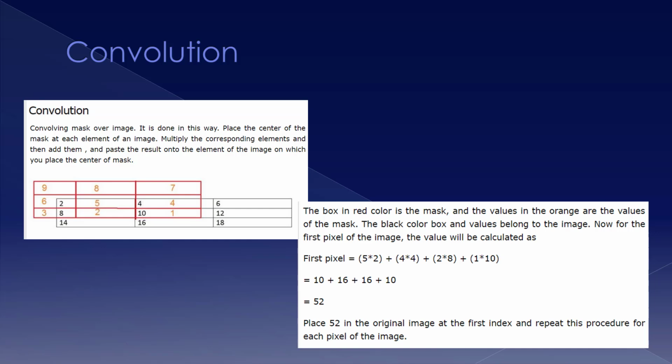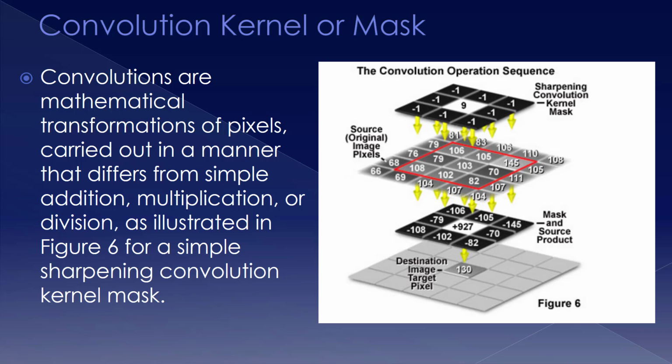So you would place 52 in the original image at the first index, and then you would repeat this procedure for each pixel of the image. This is the way the mathematical operation happens. With a convolution kernel or mask, convolutions are mathematical transformations of pixels, carried out in a manner that differs from simple addition, multiplication, or division.